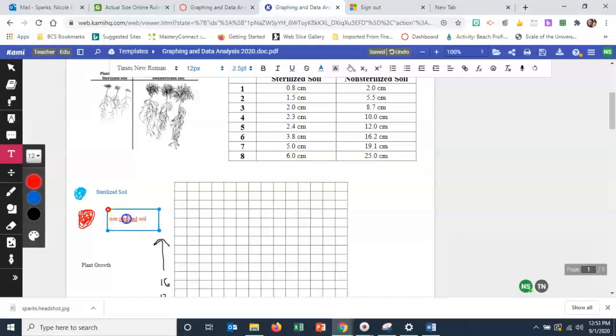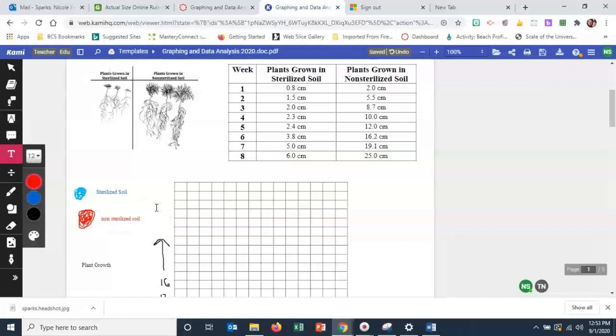That's going to be very helpful too. I spelled sterilized wrong. You haven't figured it out now. Miss Sparks struggles on the spelling bus.